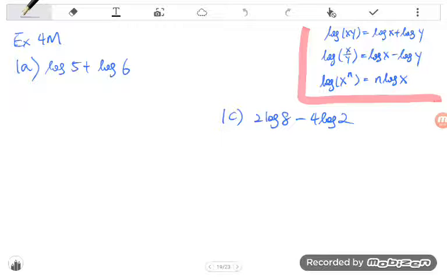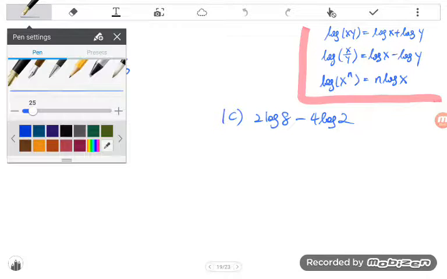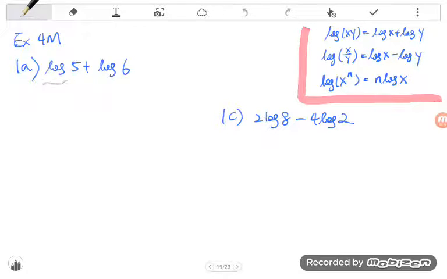Alright, so let's get started. For exercise 4M, question number 1, they want us to write this whole thing as log of something. So combine the two logs on the left and make them into just one log. Combine them and become just one.